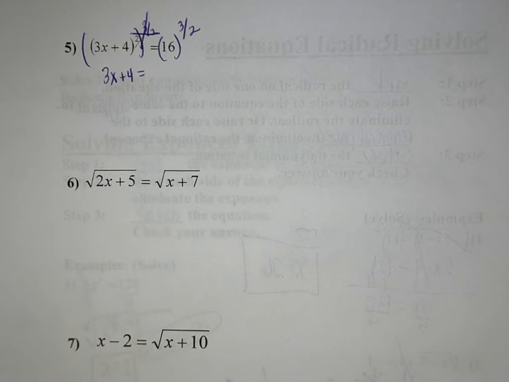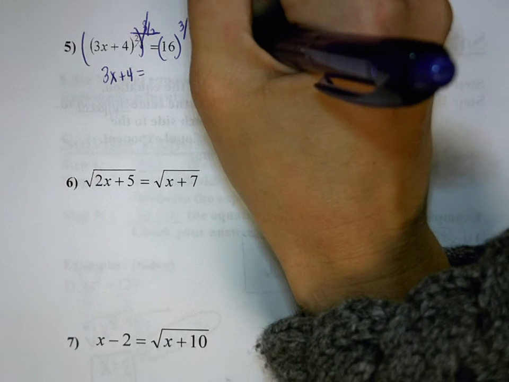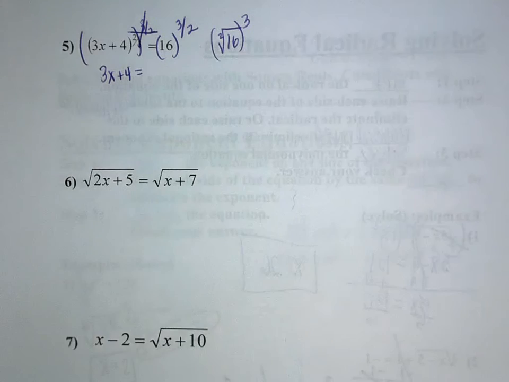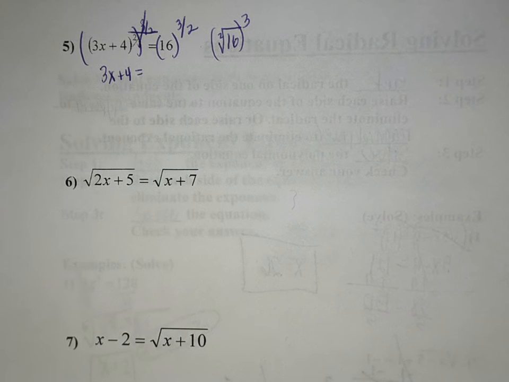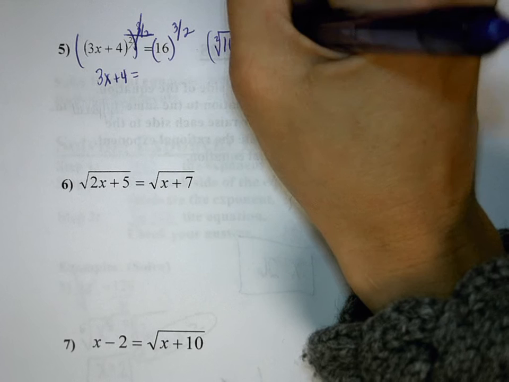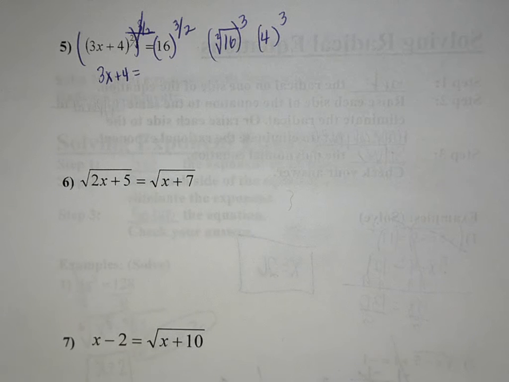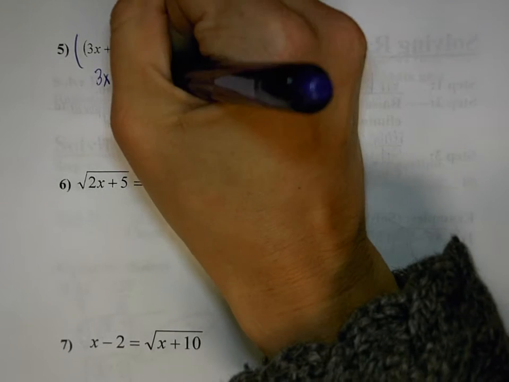How do I rewrite that? Very good. The square root of 16 to the third power. What is the square root of 16? 4. And so now we have 4 cubed, which is 64. That is correct.